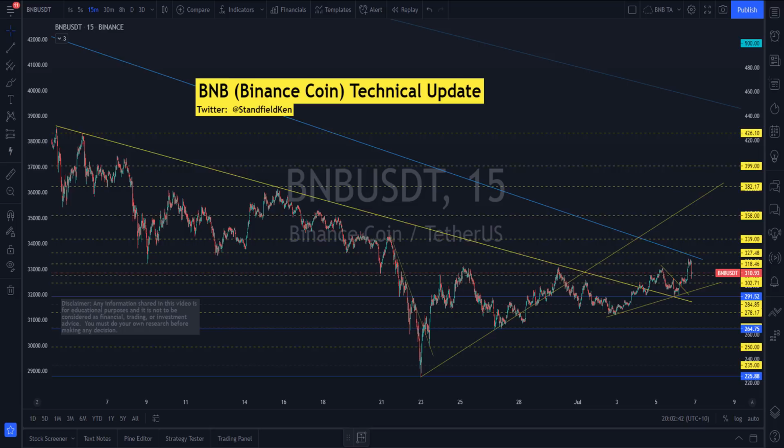Let's have a look at Binance Coin. Binance Coin currently trading at 310 or 311, pretty much even. It's really at its current level of support.